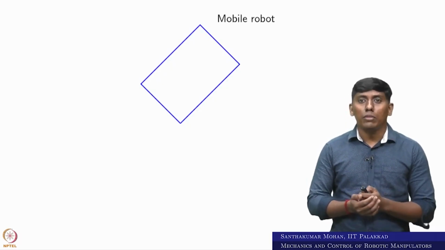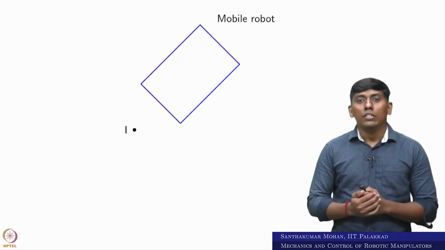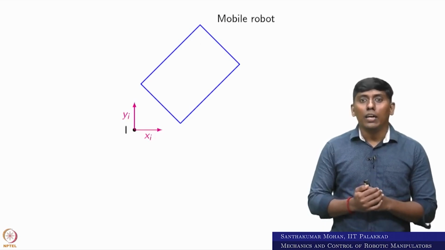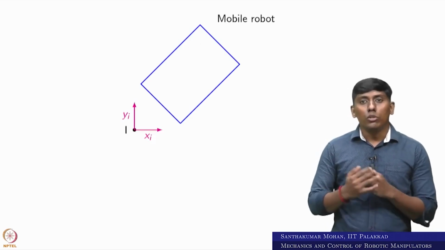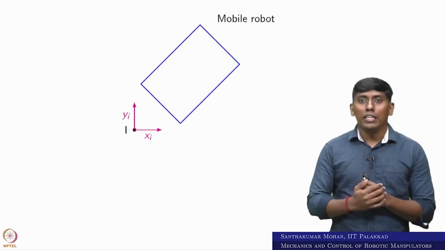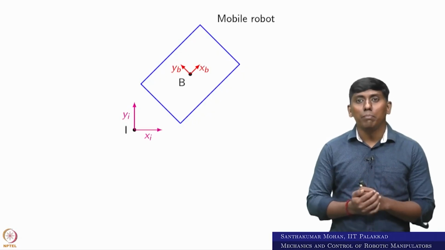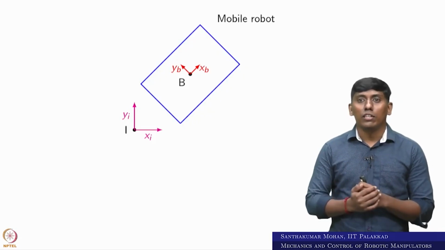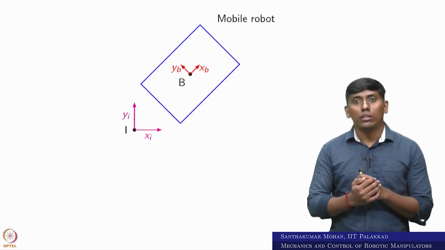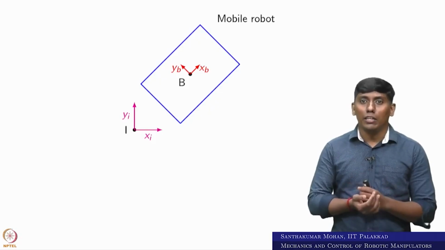Now if I assume that there is an inertial frame, which I call I, this inertial frame I consider as a reference. Can I refer the mobile robot to it? Obviously yes, but there are n number of points within the mobile robot, so how can we choose? For that we assume that there is a body frame associated with the body or the mobile robot, which consists of xb, yb and zb as the coordinate frames.